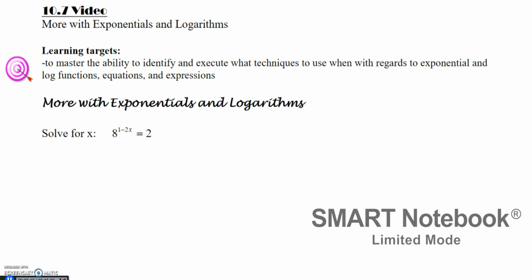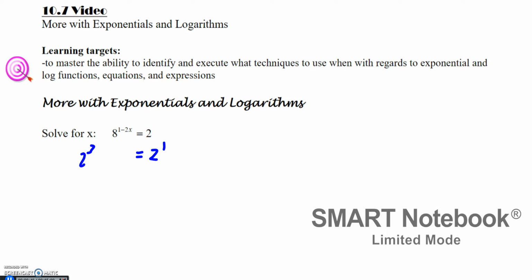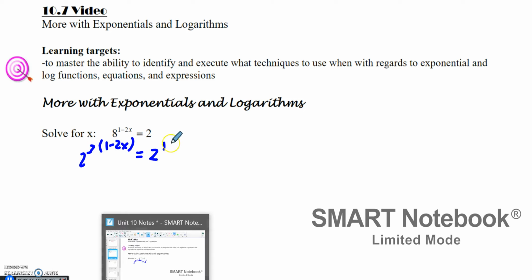Here, in my opinion, is the fastest way to do the problem. You do have an exponential equation, which means you could apply logs, but I would always consider asking yourself, can I change the bases first to be the same? I can write this side as 2 to the first. Can I write 8 also as a base of 2? Yes, I can. 2 to the third. And then I still have the 1 minus 2x in that exponent. So it would be 2 to the third times 1 minus 2x equals 2 to the first.